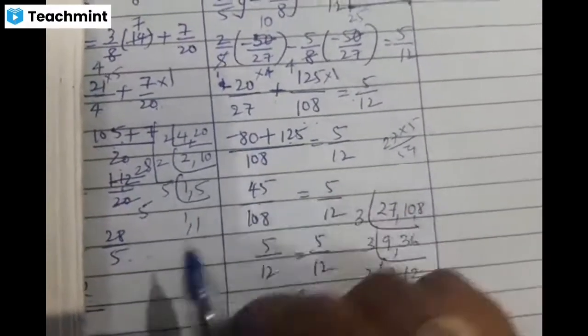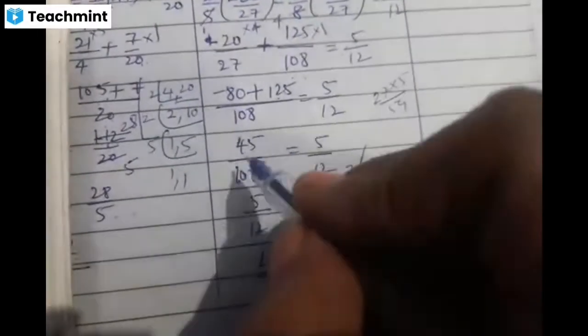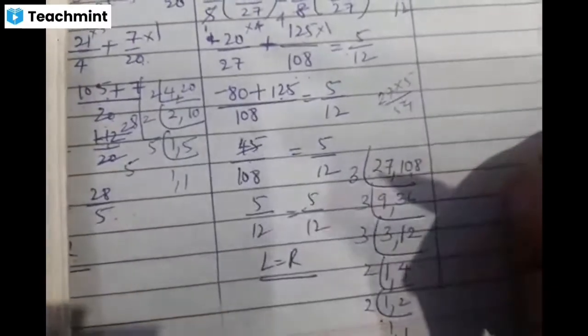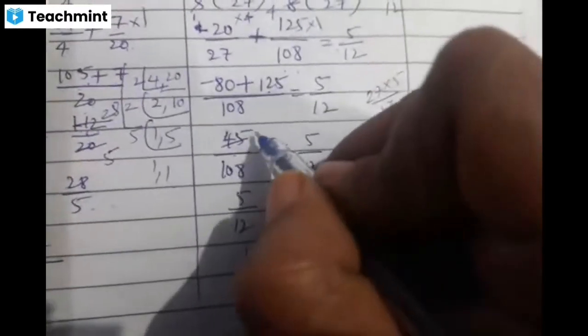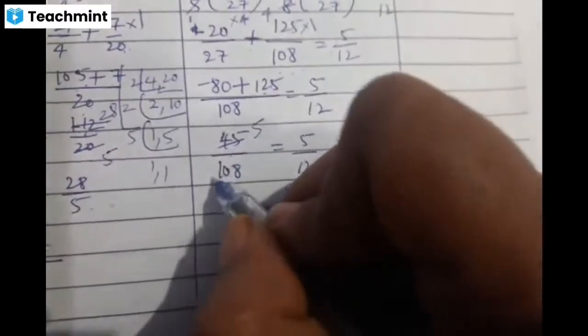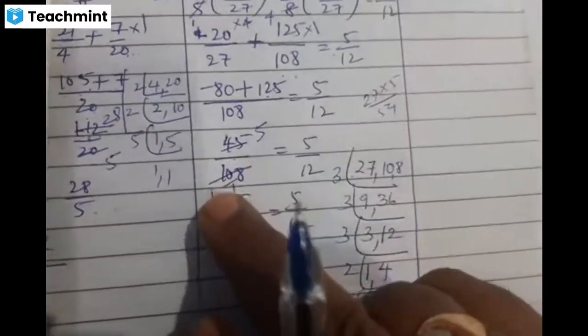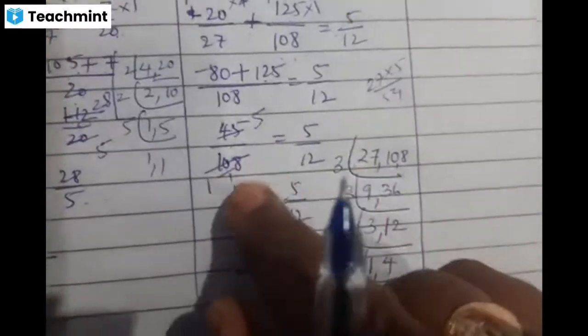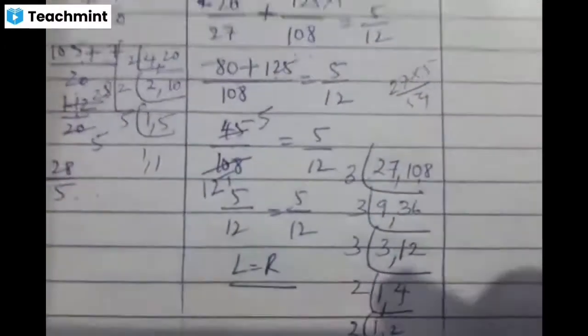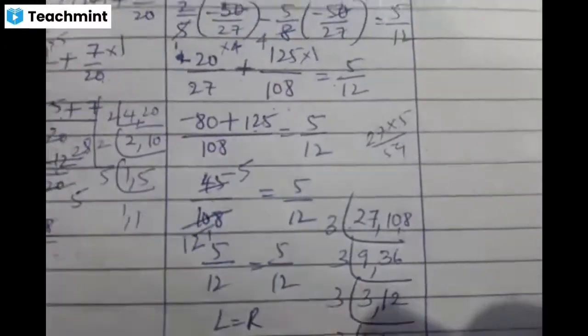45 by 108. With what table can we divide here? We can divide this number by the 3 table, or you can go with the 9 table as well. 9 5s are 45, 9 12s are 108. So we get 5 by 12 on the left hand side, which is equal to 5 by 12 on the right hand side. Therefore, LHS is equal to RHS.